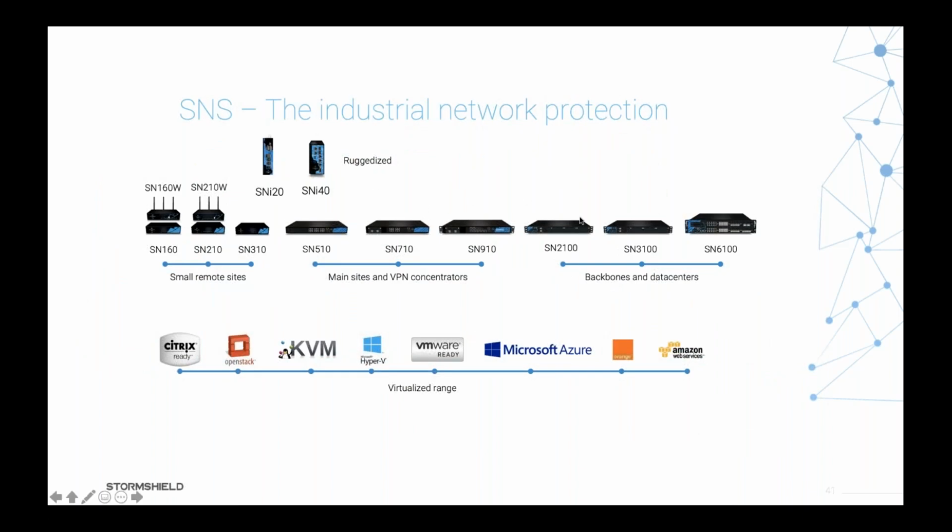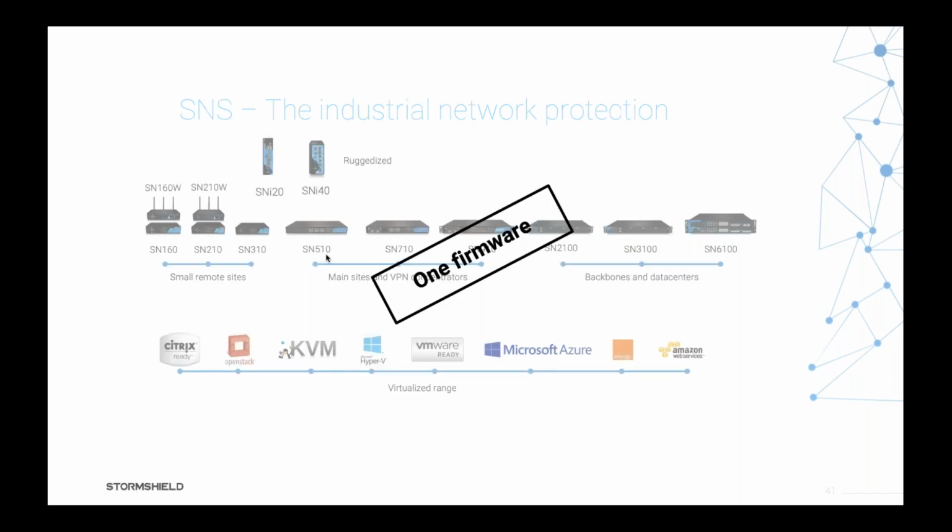And these are the products that we have today. We have the rugged models, SNi20, more for the electric part, and SNi40, another rugged model. We have the normal IT appliances from small and medium to high end. And we also have the virtual appliances that support all these hypervisors. And all of them come on the same firmware, the same features, my friends.